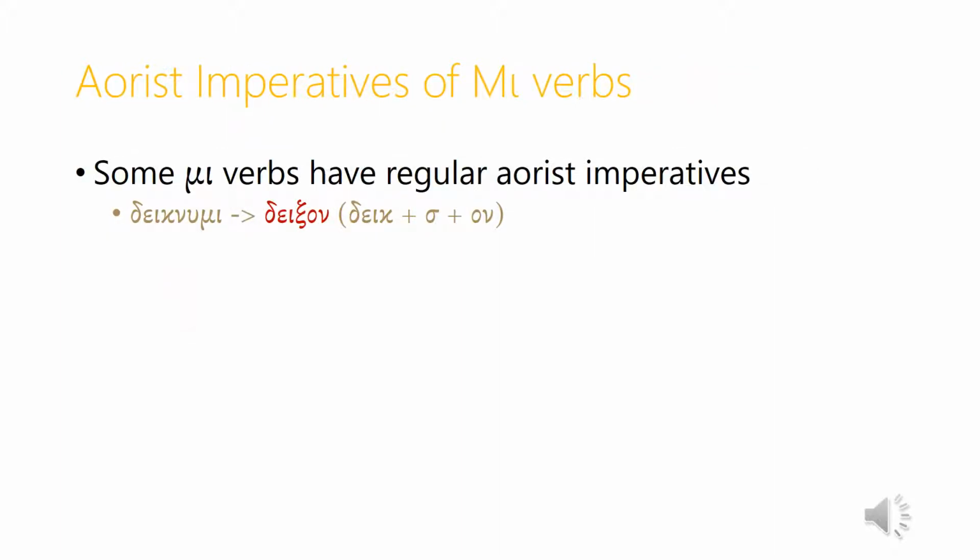Before we leave aorist imperatives, one of the things that we need to pay attention to is the form of aorist imperatives for the mi verbs. These are, again, the verbs who, in their dictionary form, end in mu iota instead of the regular omega. Some mi verbs just take a regular-looking aorist imperative. So deiknumi, for example, takes the aorist imperative deixon in the second person singular.